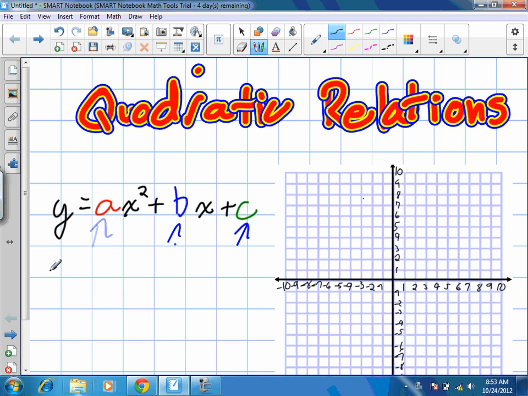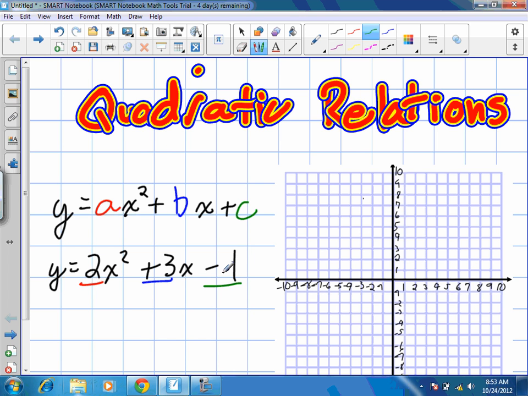Okay, so you could have a relation that looks like this. Maybe, in fact, we'll use one of them. We'll use this one here, 2x squared plus 3x minus 1. Let's see if we can figure out which variable stands for which. What would be the a in this case? 2. What would be b? 3. Yeah. And what would be c? -1. Okay. So those would be our a, b, and c in a quadratic relation. That's going to become very important as we go through things.